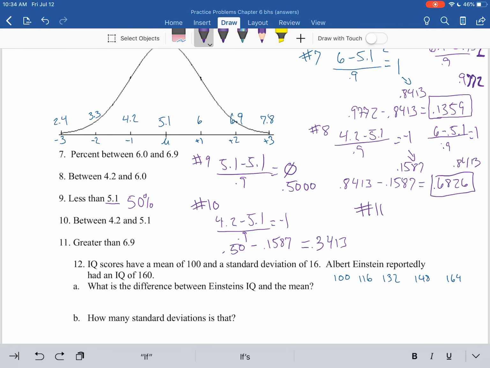So when we do that, we're going to get 6.9 minus 5.1 divided by 0.9 equals a value of 2. We already looked up the value 2 earlier in number 7. We know that that is 0.9772, and that is everything from that value and to the left, remember. So now we want to know the value going greater than that, so we take 1 minus that value, and that equals 0.0228, which is the value for number 11 being greater than 6.9.